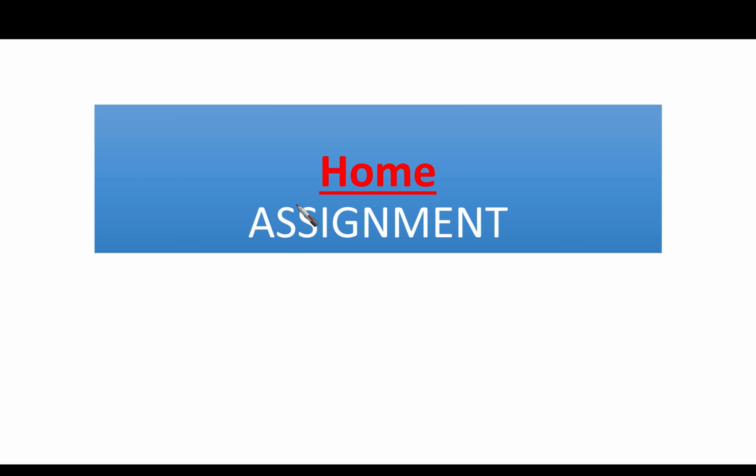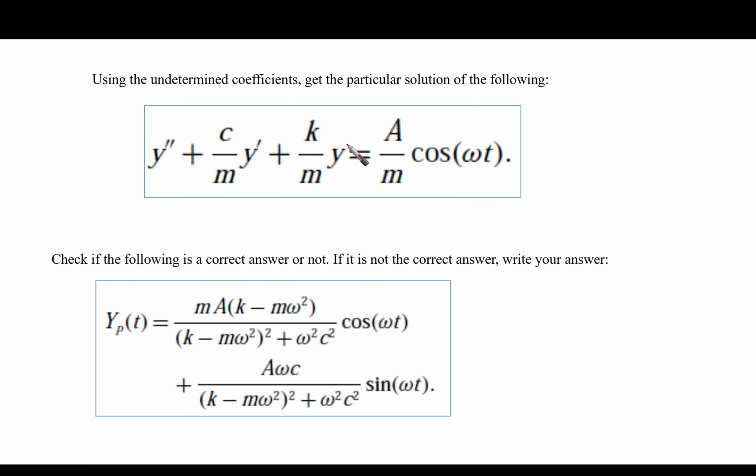I'm going to give you now a home assignment. I think it will be easy for you, and it's part of our calculation. This is the main equation that we have used. It's the non-homogeneous equation for our spring mass system. Using undetermined coefficients, get the particular solution of the following. I want you to get the particular solution and compare it with this answer. Check if the following is the correct answer or not. If it is not the correct answer, write your answer.